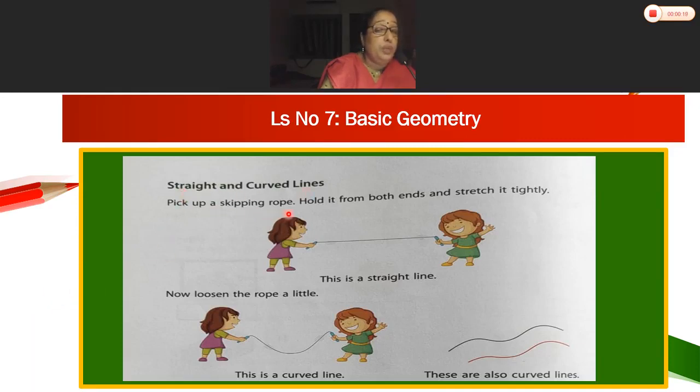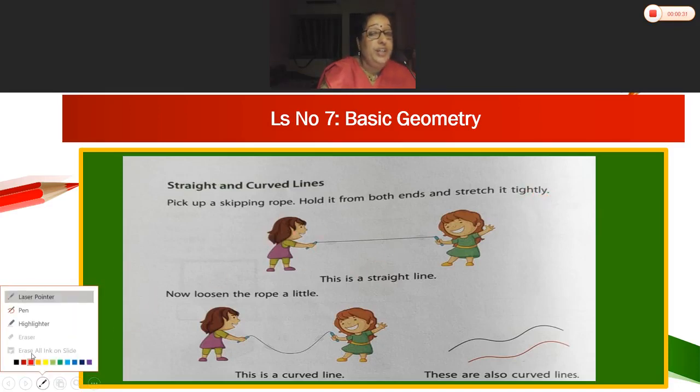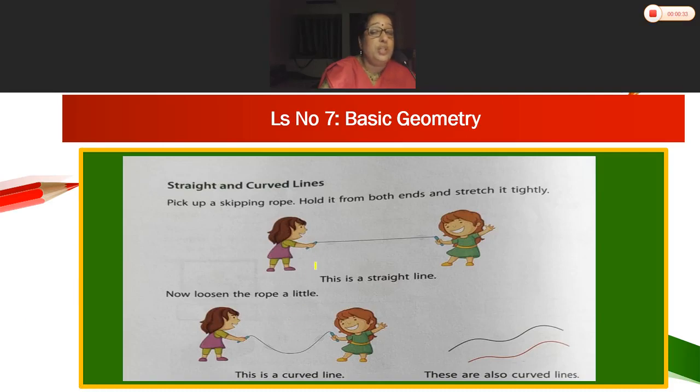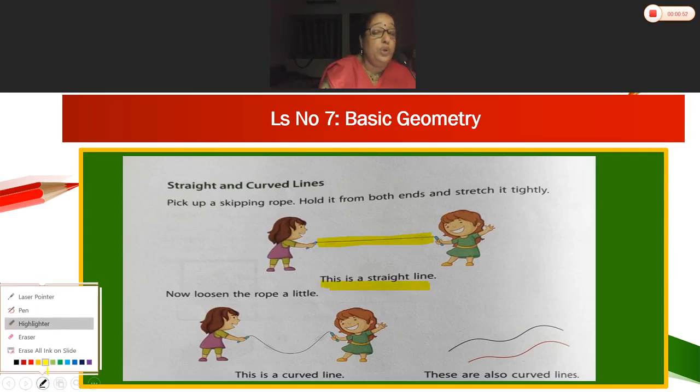Pick up a skipping rope. You play skipping, right children? Hold it from both ends and stretch it tightly. Okay, you also stretch like this with your friend. Yes, here also you can see the girls are holding the skipping rope straight. So this is a straight line. These two girls are holding the skipping rope straight. So this is a straight line with the yellow color. I have shown you with the yellow color.